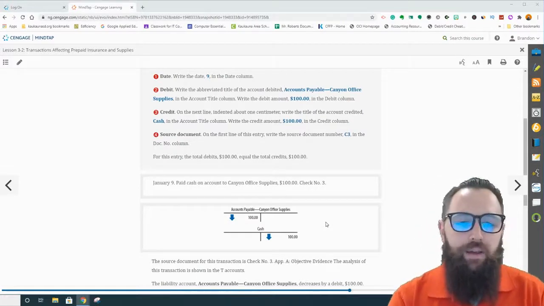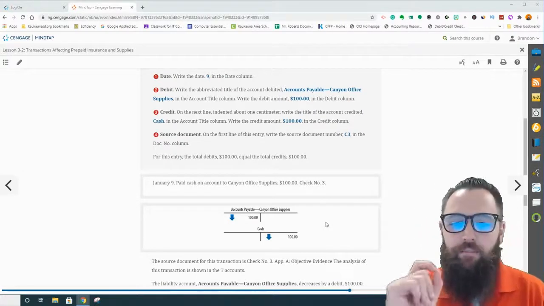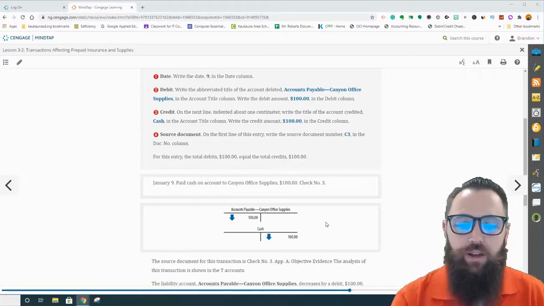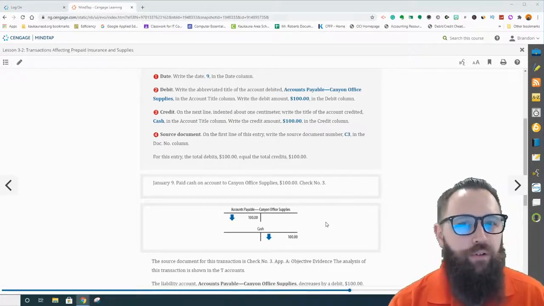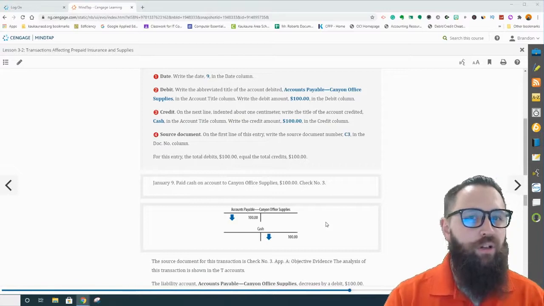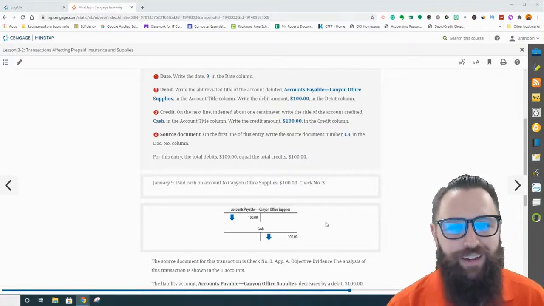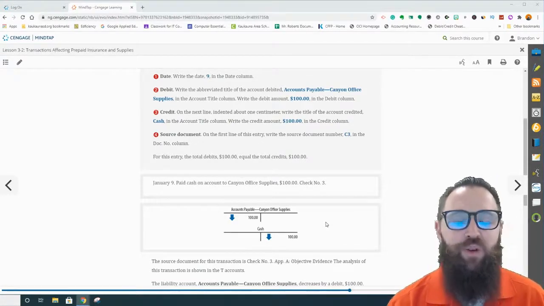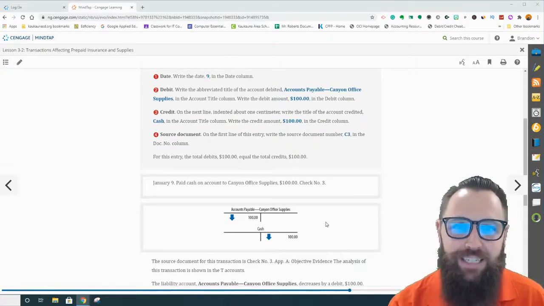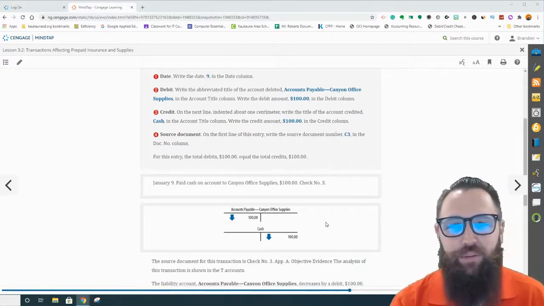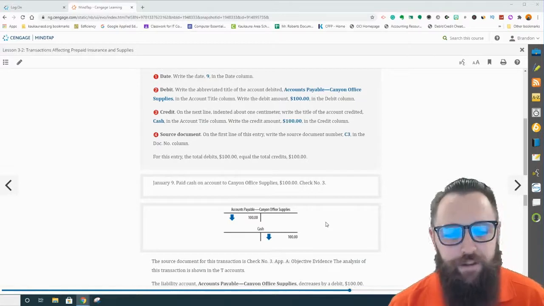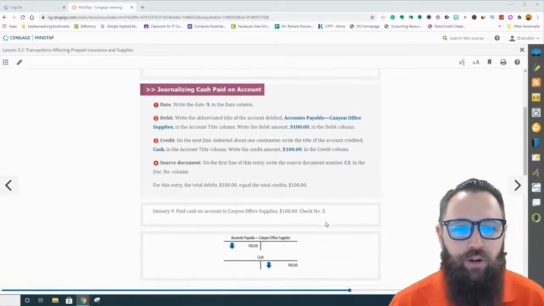And then accounts payable. Now that we are paying money that we owe, is that going to go up or down? Do we owe more money now or less money now that we gave some to Canyon Office Supplies? We actually owe less money, so we need to bring that accounts payable down. How do we bring a liability down? Well, we debit it.